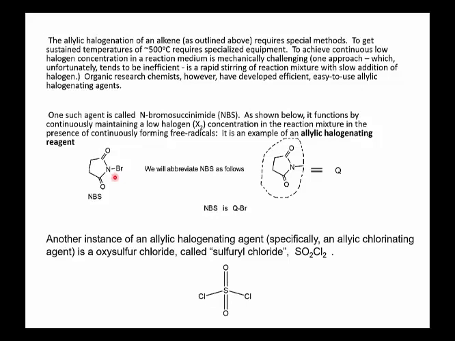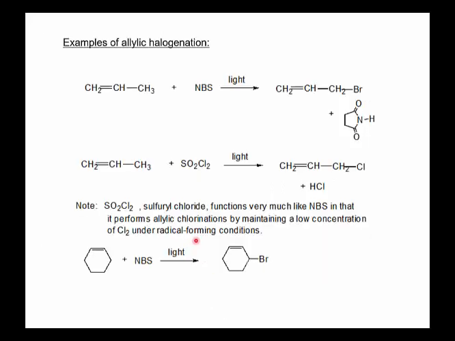You'll get your allylic bromination here. Now there's also a special reagent for carrying out allylic chlorination. There's the structure of that designer agent. It's SO2Cl2, called sulfuryl chloride. Let me show you in the next slide simple examples of using these new reagents.